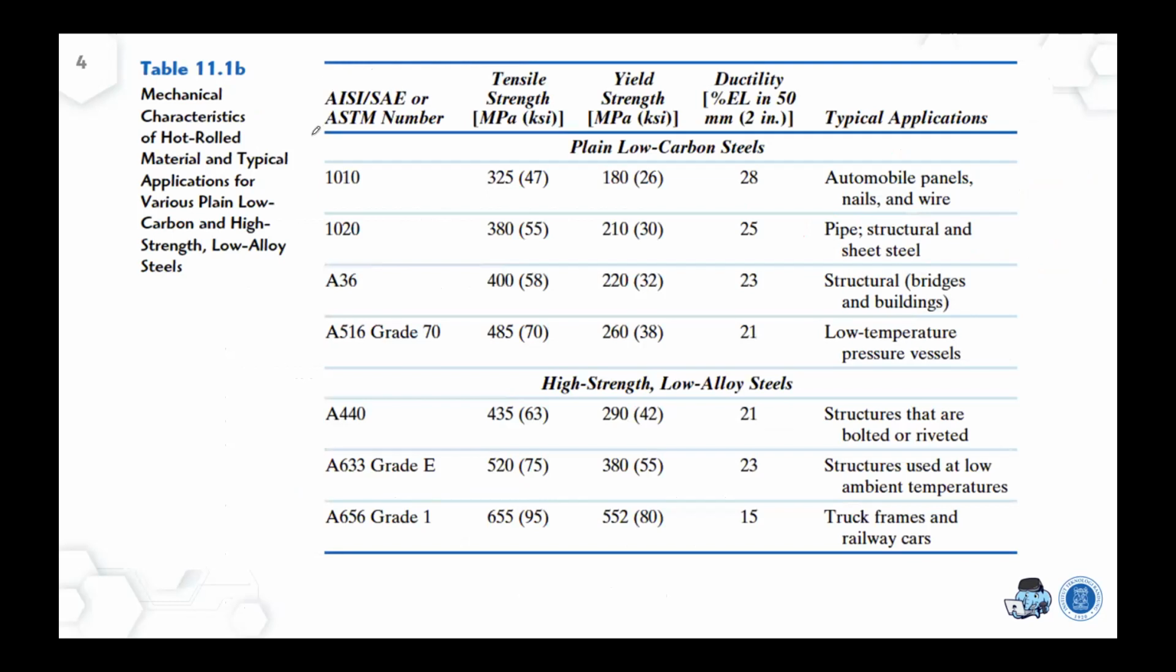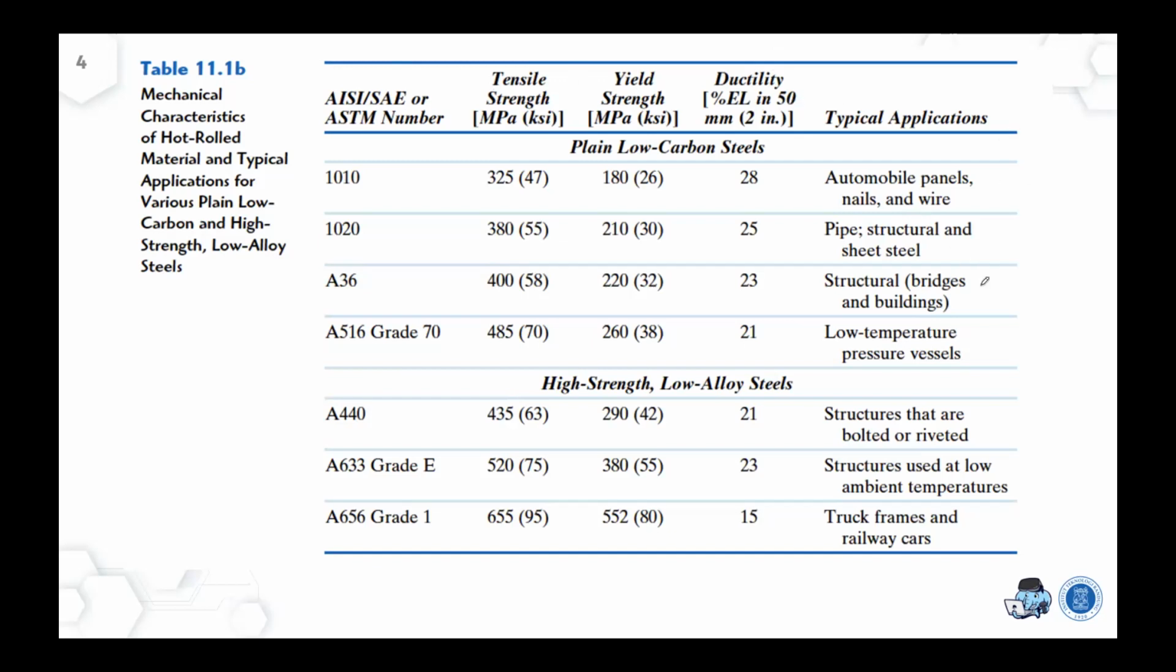This is the typical carbon steel. We can see here the names: AISI, the American Iron and Steel Institute, or SAE, the Society of Automotive Engineers, or ASTM, the American Society for Testing and Materials. Usually we can see the tensile strength, the yield strength, and the ductility, which is measured as a percentage of elongation in 50 millimeters.